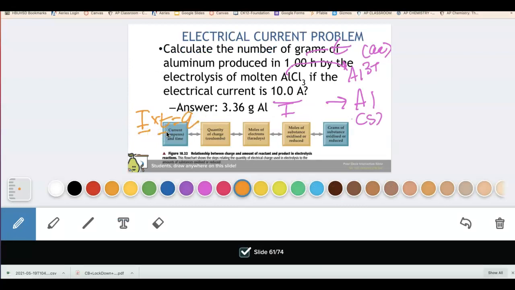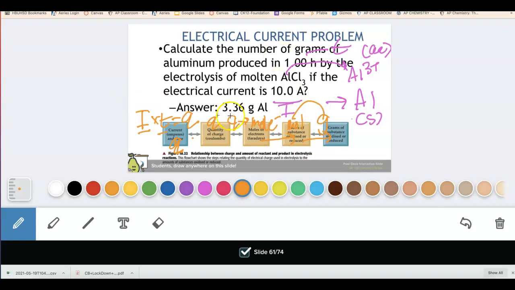Current and time gives you coulombs, which is charge. Then you use Faraday's constant to go from charge to moles of electrons. And then you use the redox half reaction to go from moles of electrons to moles, and then you just convert into grams the old-fashioned way.